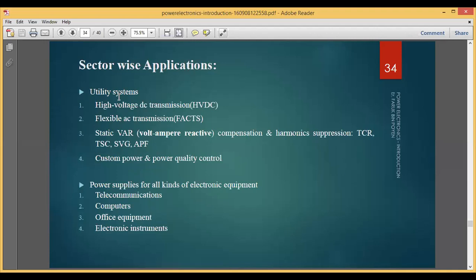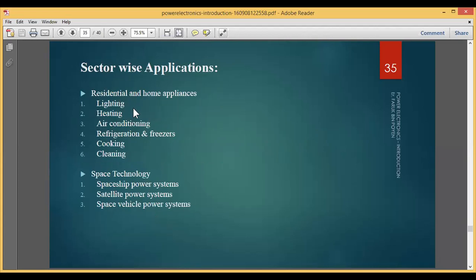Then utility systems, in the sense of high voltage DC transmission, that is the HVDC part, and flexible AC transmission, which is also called FACTS. Static VAR, that is volt-ampere reactive, harmonic suppression, custom power and power quality control. All kinds of power supplies in electronic equipment, telecommunication, BSNL exchanges. We also find other power electronic devices: computers, office equipment, electronic instruments. Then residential, in the sense of lighting, heating, air conditioner, refrigerator, cooking.